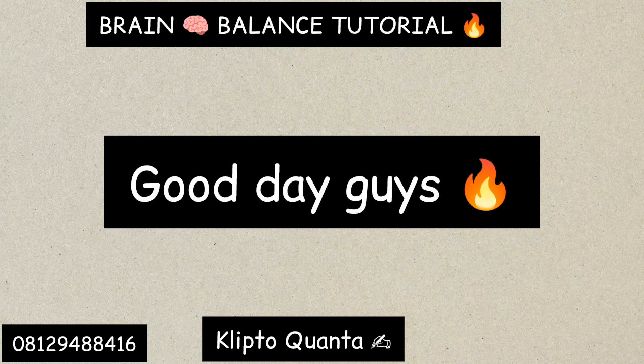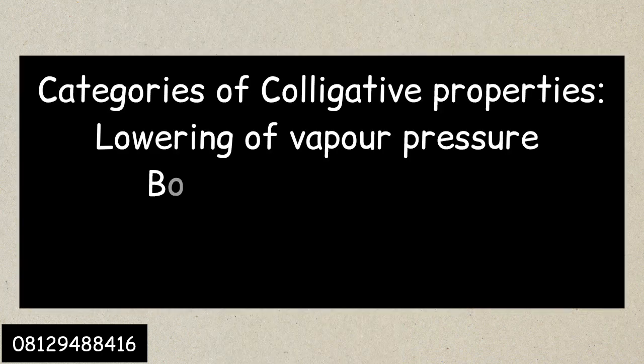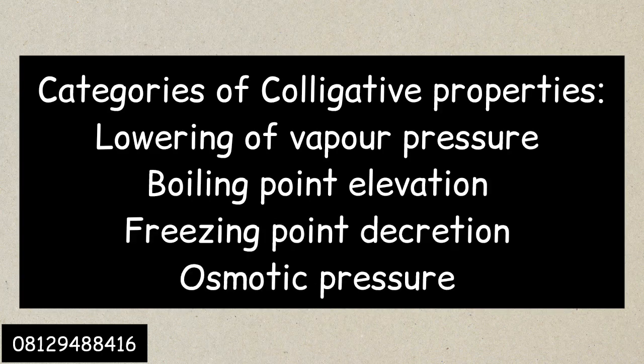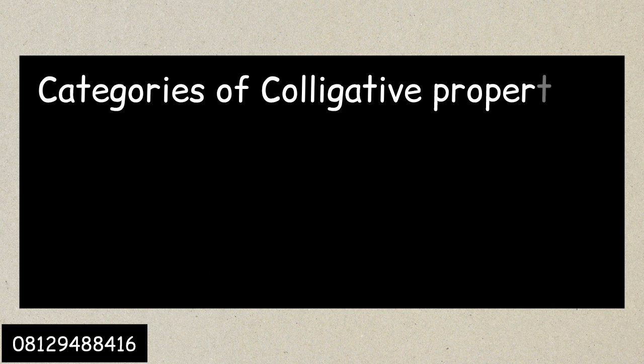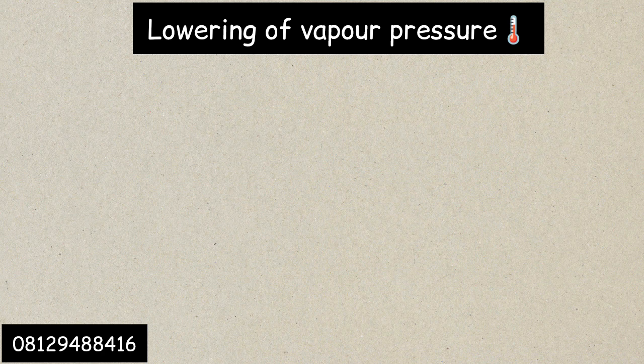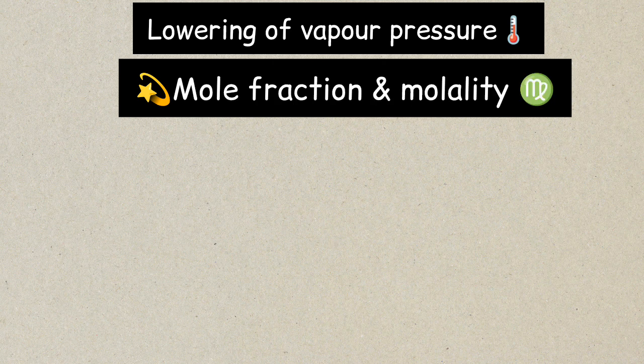Good day, guys. We talked about categories of colligative properties in our last class, but we didn't treat them. So we'll be dealing with them one by one. The first one we'll talk about today is the lowering of the vapor pressure. Under the lowering of vapor pressure, there are certain things that need to be considered, that is mole fraction and molality.